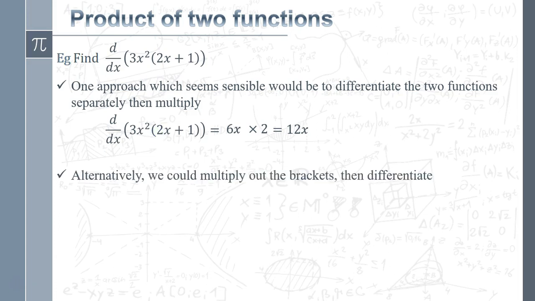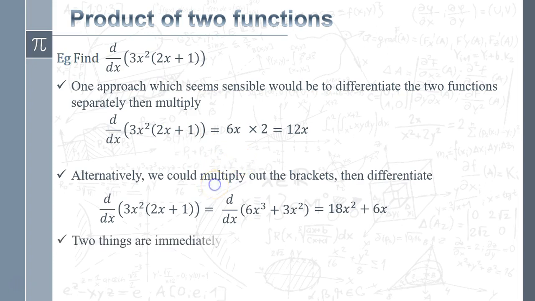The other option we could do would be to multiply out the brackets and then do the differentiating. So almost like a kind of differentiation BODMAS type of deal, if you will. So let's have a look at what happens if we do that. Let's multiply out the brackets. That gives us 6x cubed plus 3x squared. And now let's differentiate that. So we end up with 18x squared plus 6x.